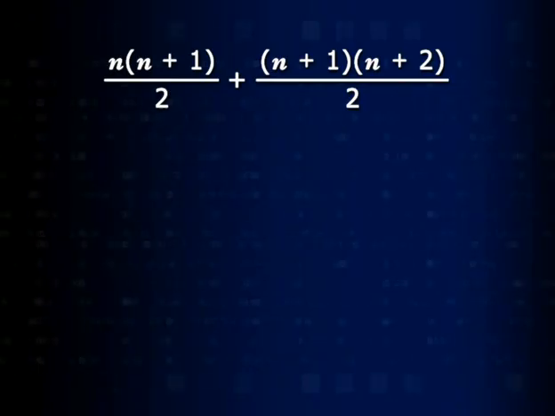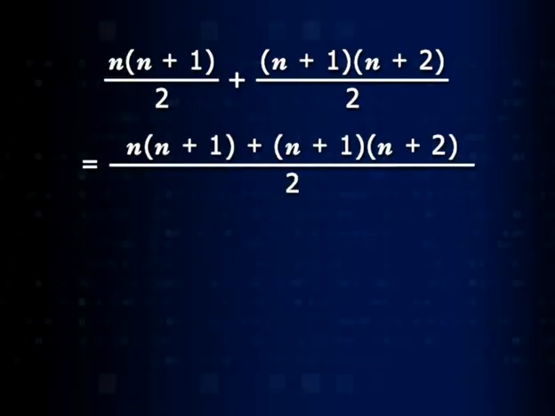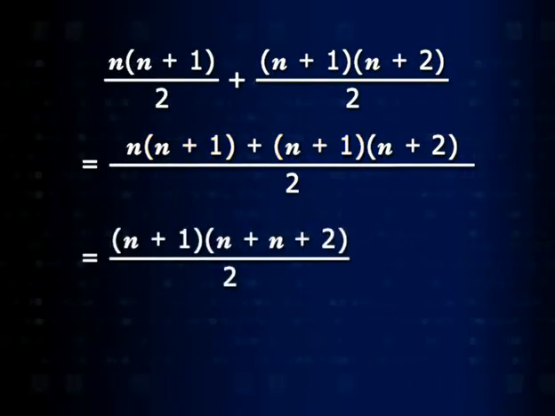Well, what do we do here? We just combine those two fractions, and so I see n times n plus 1 plus n plus 1 times n plus 2, all divided by 2. And if you notice, in the numerator, we have this common factor of n plus 1 in both the first term and the second term. And so I can actually factor that out. And when I factor it out, I'm left with n plus 1 times the quantity n plus 2, and that's all divided by 2.